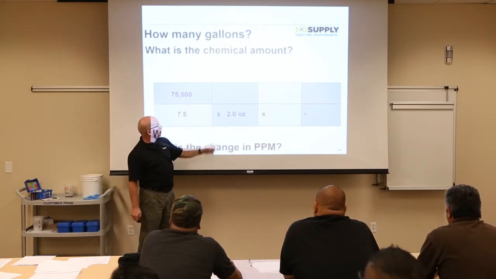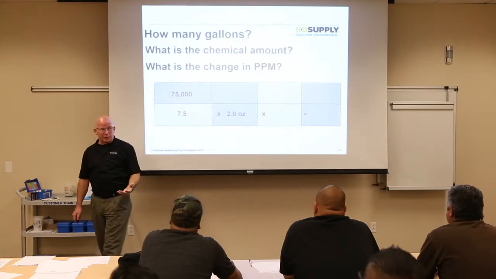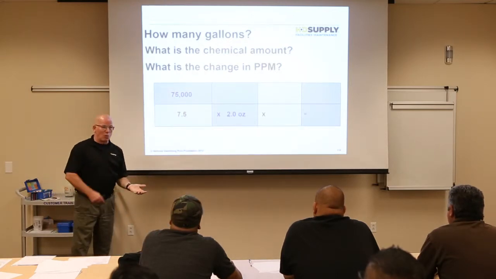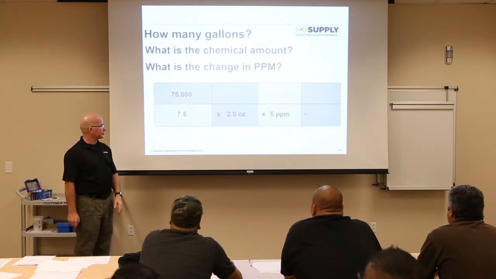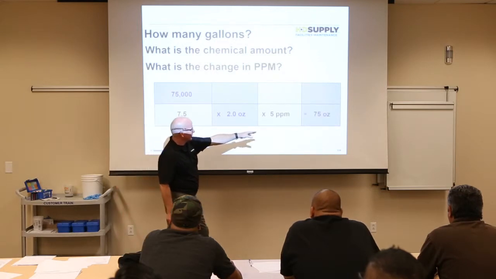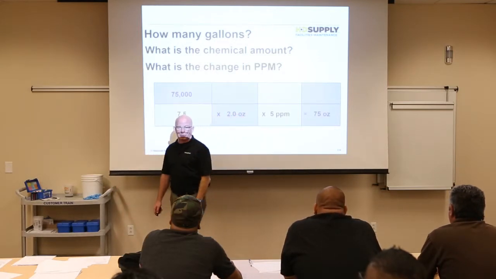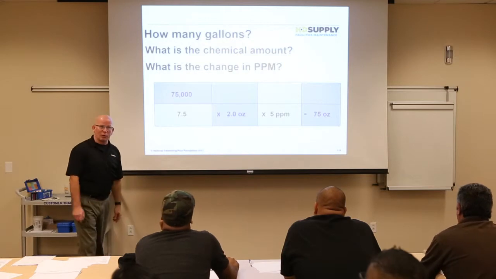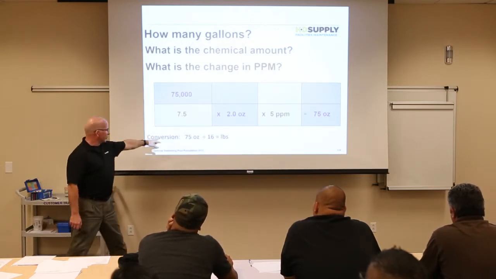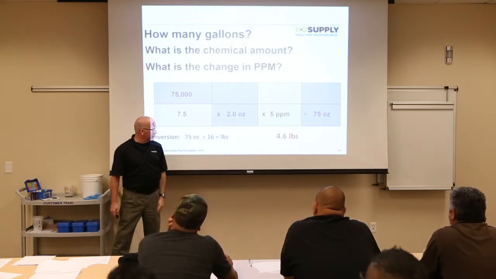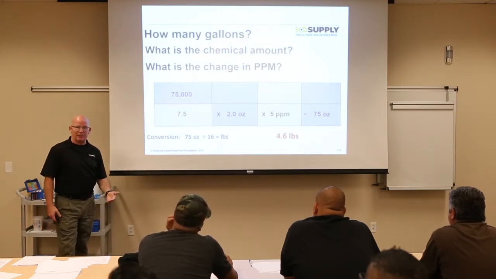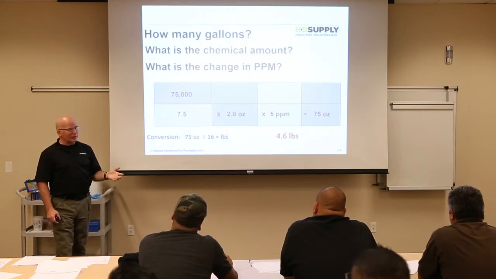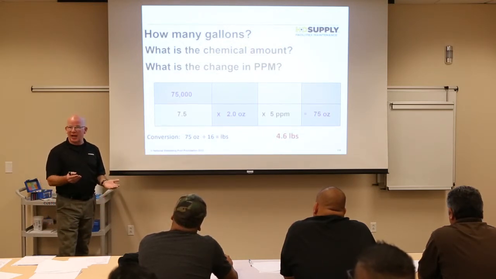That's the chemical amount. What do we want to change in parts per million? We wanted to raise it from 1 to 6, so we wanted to increase 5 parts per million. We do the multiplication, and that's 75 ounces. To make that more user-friendly, we'll divide by 16 to convert it to pounds. So we'd want 4.6 or about 4.5 pounds of calcium hypochlorite granules to raise our chlorine level from 1 to 6. Is that acceptable? Yes, it is.